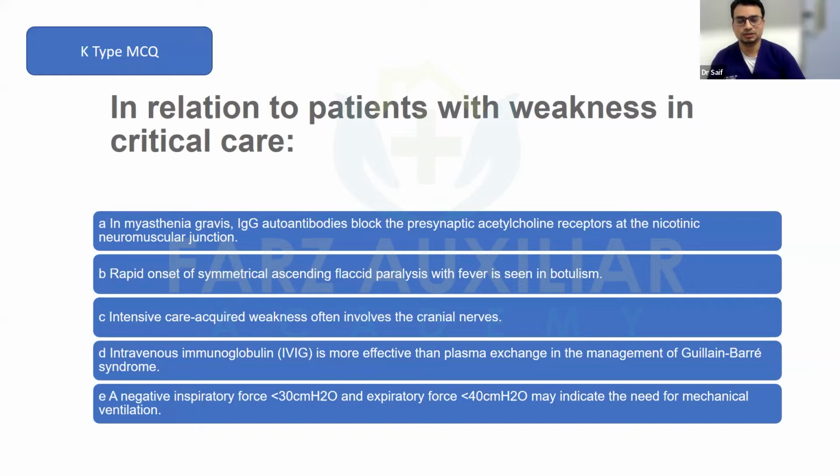This is going to be a long session on neuromuscular disease. Before that, I just want you to squeeze your mind and come up with some beautiful answers and options. So you have to put true and false, right? Okay. True, false, false, false, true. Any more?